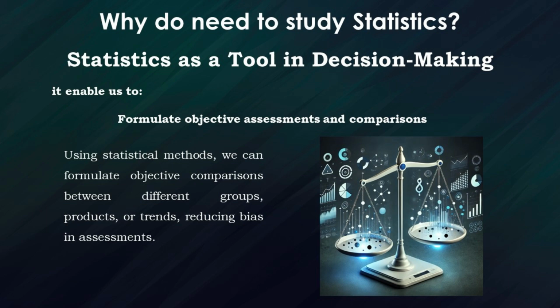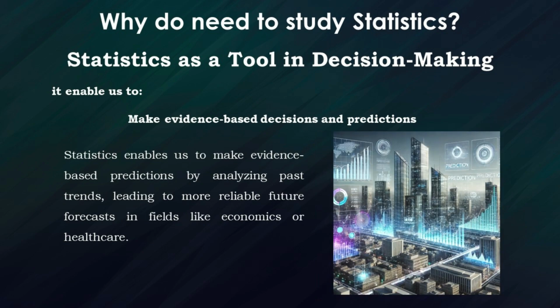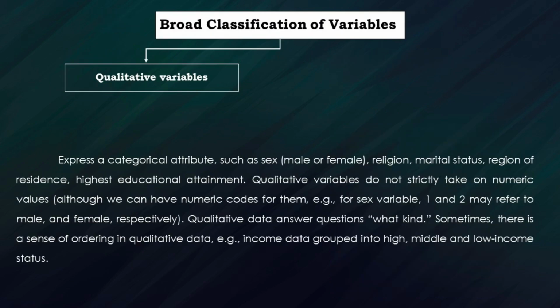With statistical methods, we can make unbiased comparisons, like determining the success rate of two marketing strategies. Using statistical methods, we can formulate objective comparisons between different groups, products, or trends, reducing bias in assessments. Simply put, statistics helps us make evidence-based decisions that are grounded in reality, not just assumptions. It enables us to make evidence-based predictions by analyzing past trends, leading to more reliable future forecasts in fields like economics or healthcare. Now, let's talk about variables, the building blocks of statistics.